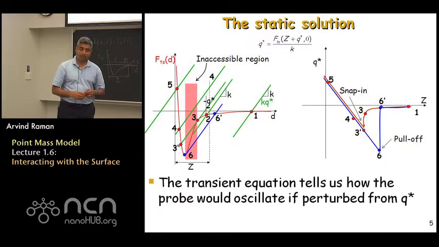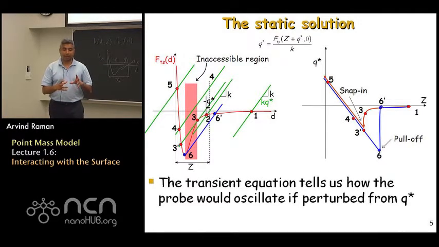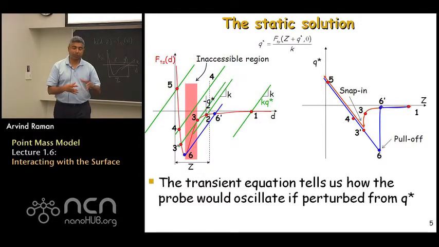And that's point 5. When you go from point 5 back to 4, back to 3, at 3, you don't have a continuous possibility of a jump from 3 prime to 3. So from 3 prime, you just go to 6. At point 6 now you have the simultaneous existence of another position of the tip where the forces are going to be balanced, that is 6 prime. So then you go from 6 to 6 prime, and the tip snaps out of the sample, and you go back to 1.